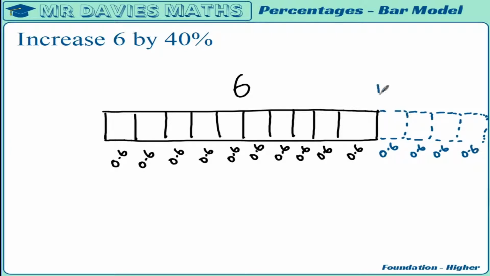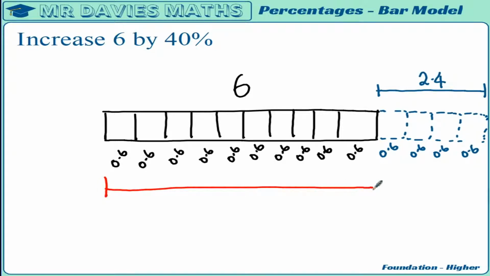So what have I added on to this value? 4 0.6s, 4 60p's if it makes it easier for your brain. So that's going to be £1.20, £2.40. So I'm going to add on 2.4. So my new total, the 100% was 6, now I'm going to add on an extra 2.4 to make my full total. So that would be 6 plus 2.4, which is 8.4.